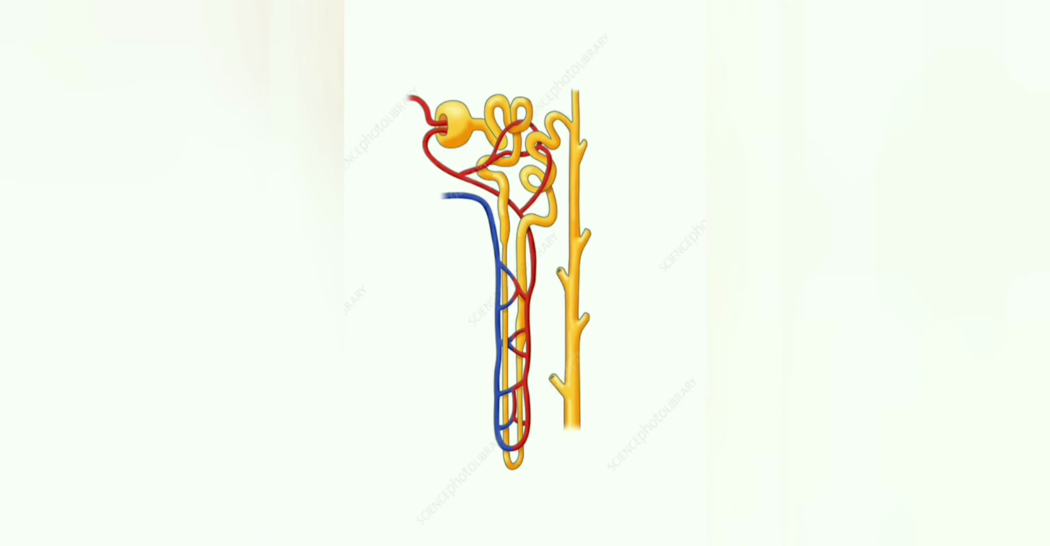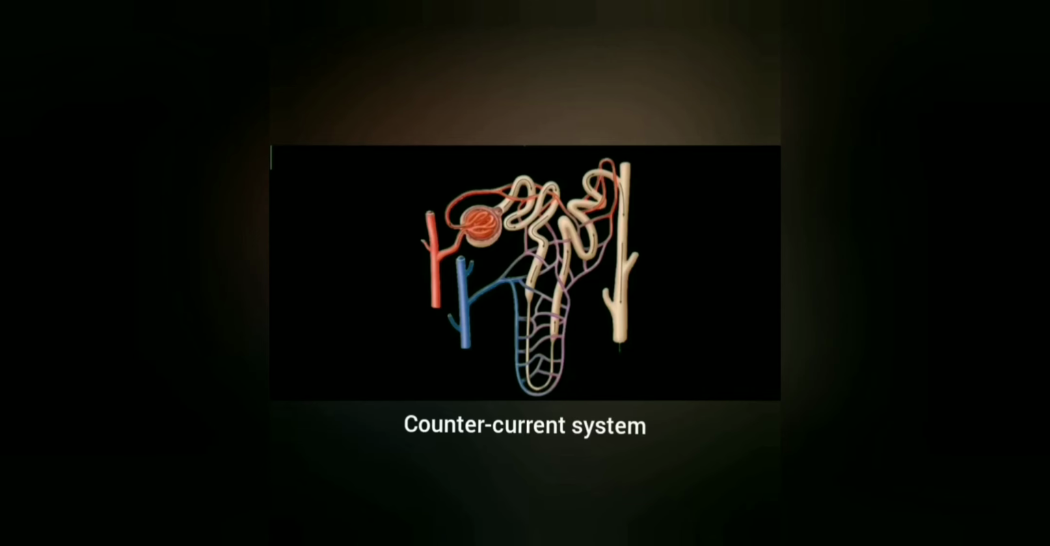Now this loop of Henle is surrounded by capillaries called vasa recta. Its main function is to operate the counter current system. Now what is this counter current system? It is a mechanism for osmoregulation. We already studied osmoregulation. Osmoregulation is the regulation of salt and water balance in the body. The ascending limb of the loop of Henle now leads to the DCT.